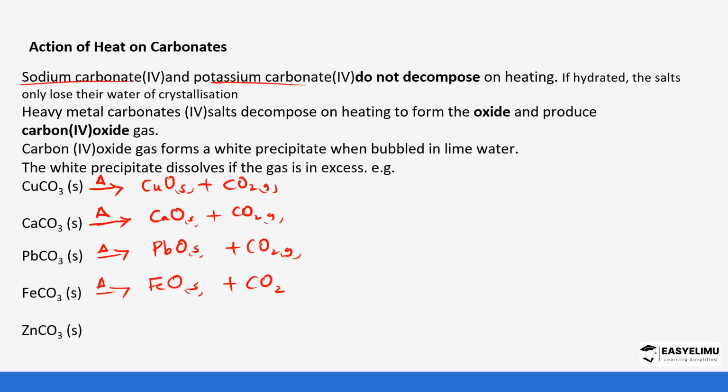And then finally, zinc carbonate. When you heat zinc carbonate, you form zinc oxide plus carbon 4 oxide. The zinc oxide is white when cold and yellow when hot. Do not forget these colors. You can check them out again; we discussed the oxides in Form 1.